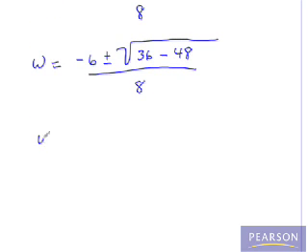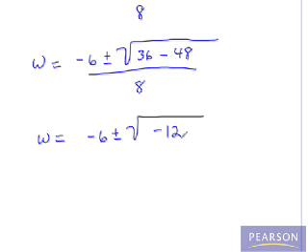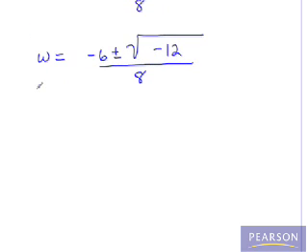We'll go ahead and simplify what's under the radical. We have negative 6 plus or minus the square root of 36 minus 48, which is negative 12. All of that over 8. And we need to simplify the radical.